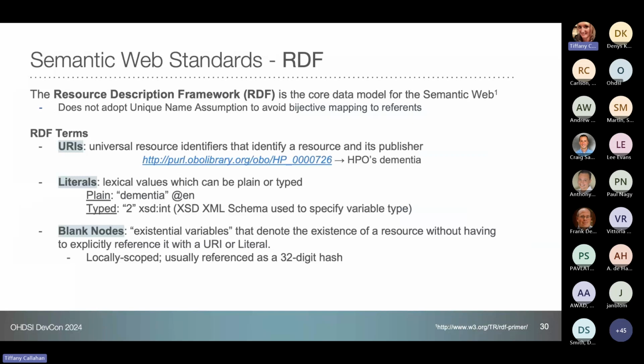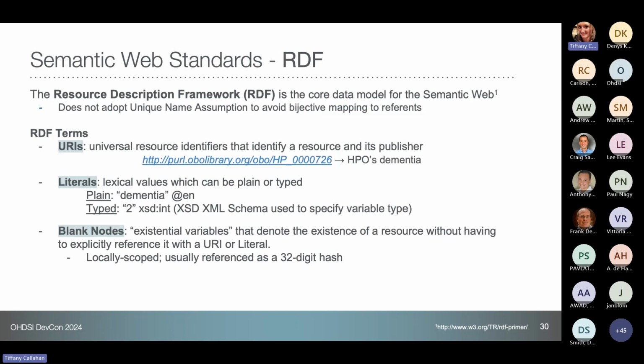It does not adopt unique name assumptions, to avoid bijective mapping to reference. A bijective function is a one-to-one correspondence or invertible function between elements of two sets, where each element of one set is paired with exactly one of the other. This is an important concept for how we derive relations between elements in our graph. Important elements that will also come up later.